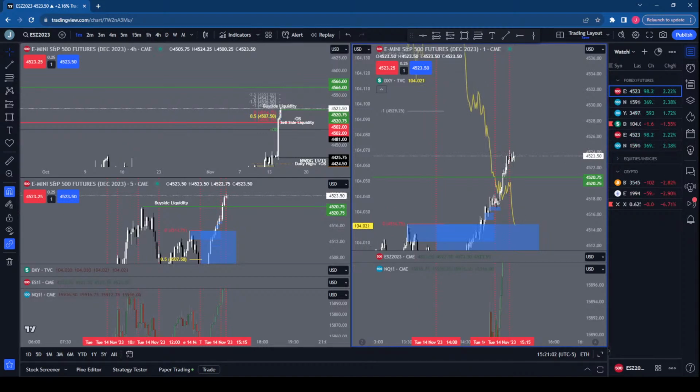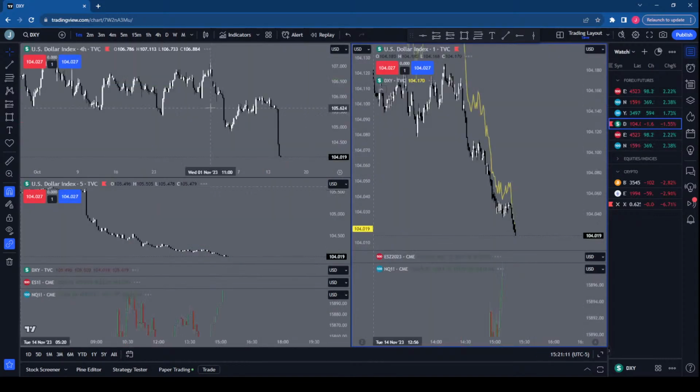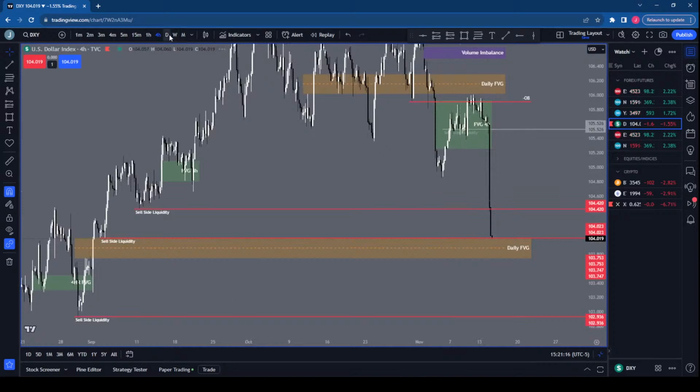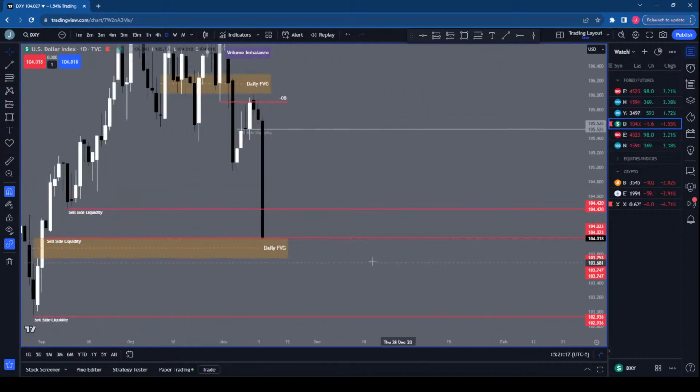Oh, the zone I marked out on Dixie. Sorry, I usually try not to look at the comments. The zone I marked out on Dixie is a daily fair value gap.